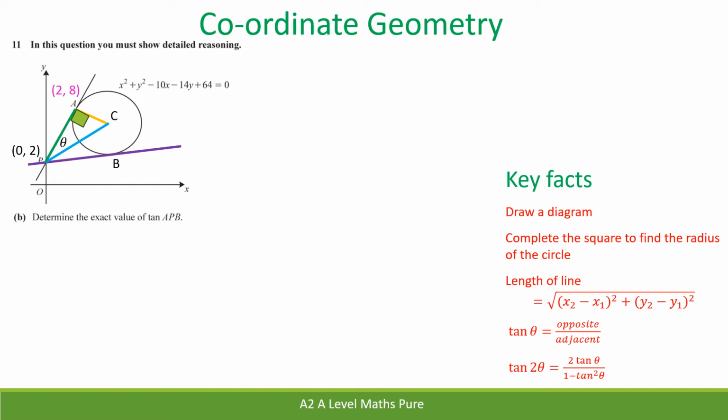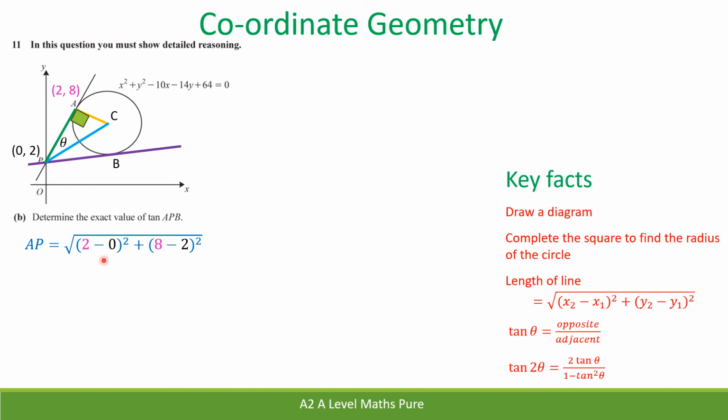Now we have got the length of AP. This is what we're going to be trying to work out. So we've got these coordinates and we're going to use the formula here for the length of the line. So this is subtracting the x coordinates squared plus the y coordinates squared, with these x coordinates subtracted and the y coordinates subtracted.